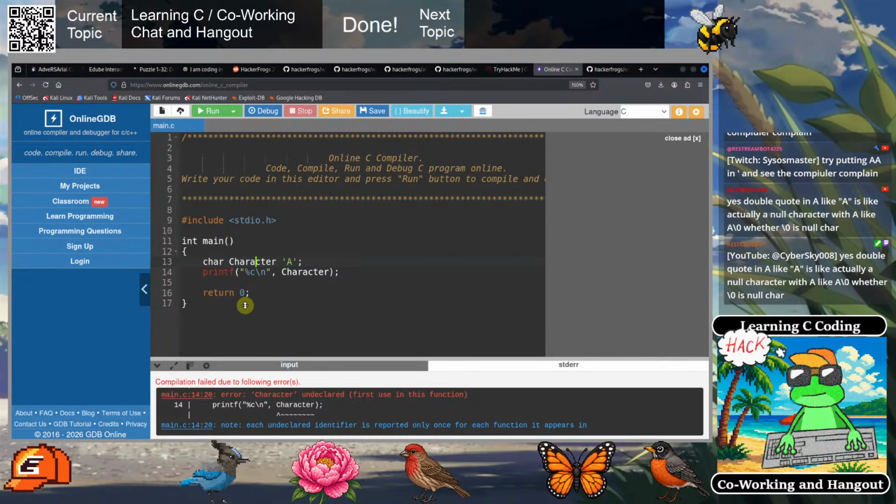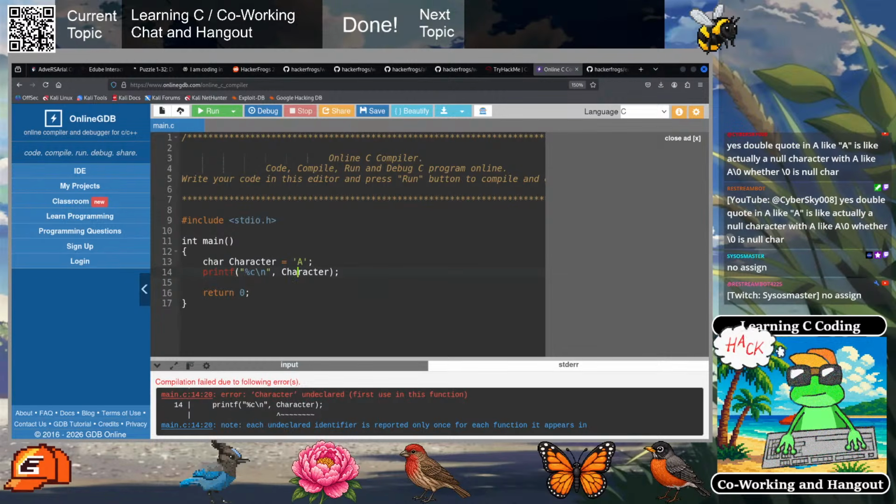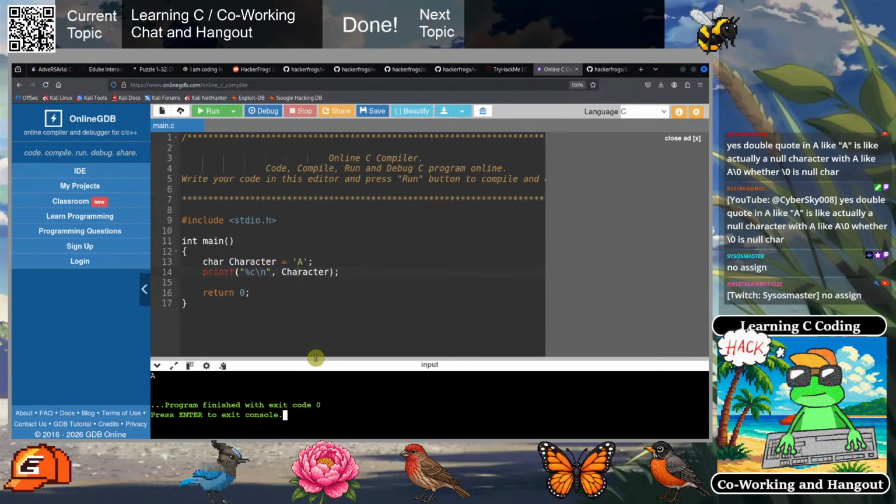Okay, double quote in A is actually a null character. No assignment. Oh yeah, okay. Forgot to use the equal sign. Silly me. A. Okay, so this works.